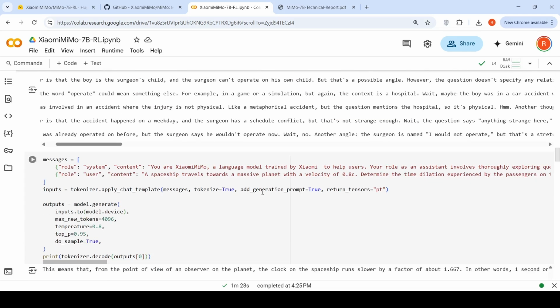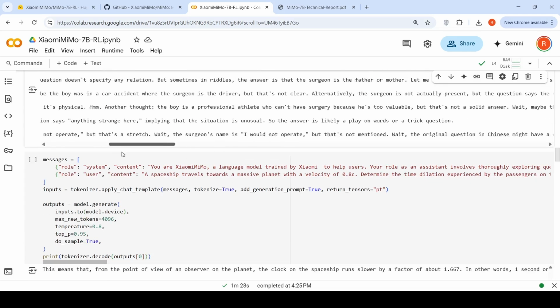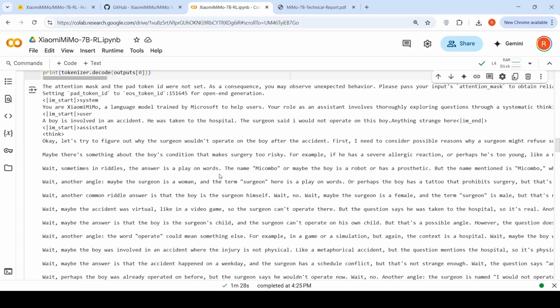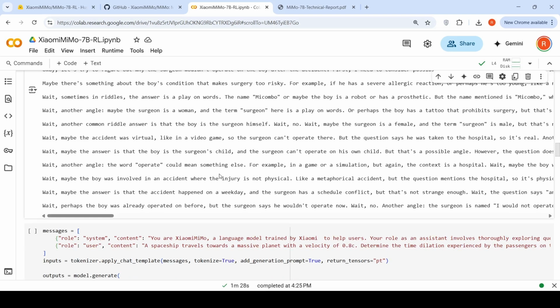Over here, it again goes for a toss and does a lot of thinking. Sometimes it will say wait, and then something else. It kind of gets confused and is not able to generate a proper answer to this. It relates it to that riddle.